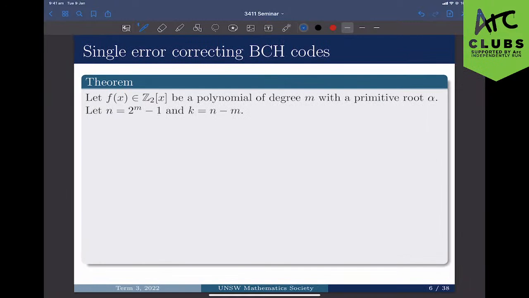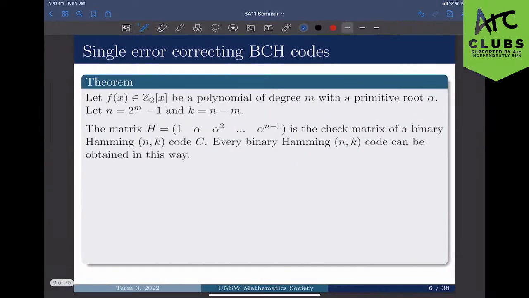So if we look at a polynomial f of x of degree m with primitive root alpha, and we let n be 2 to the power of m minus 1, and k is n minus m, we have the matrix that we just looked at, where the powers go from 1 to alpha to the power of n minus 1, which we found here. And this represents the check matrix for a binary Hamming code. And every binary Hamming code can be obtained this way.